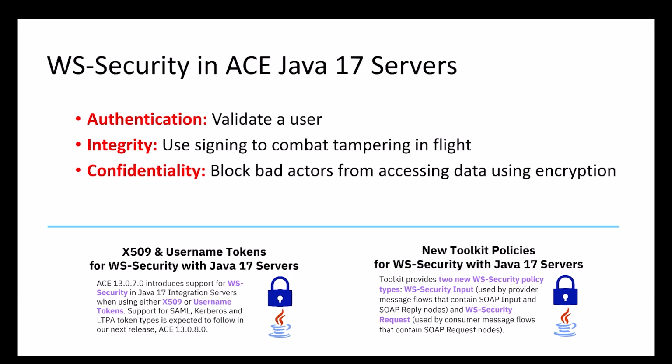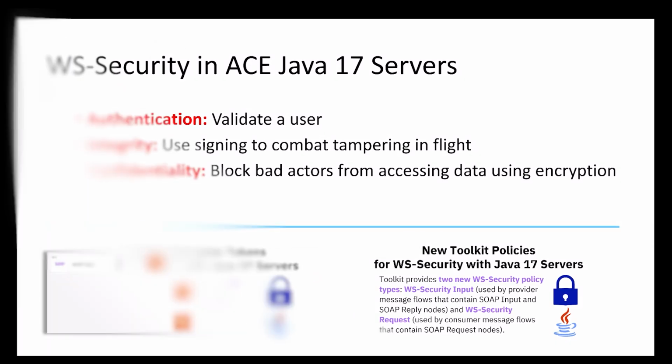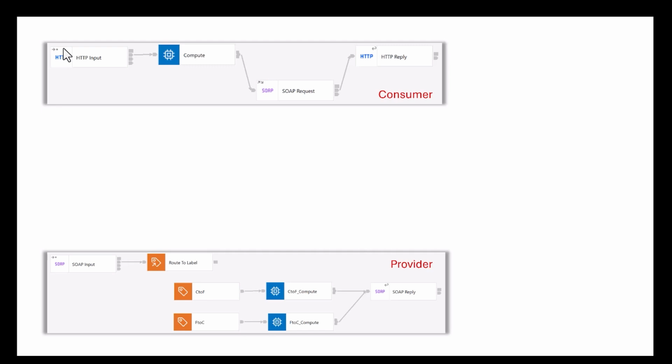Integrity uses an XML digital signature to help the server protect itself, and confidentiality uses message encryption so that only services with the appropriate key can decrypt and read the data. We'll dive into the actual message flows using the Toolkit in just a moment, but first let's use this picture to orient ourselves. In our demo, we've chosen to deploy an ACE Web Service consumer to one integration server and a provider to a separate Java 17 integration server.